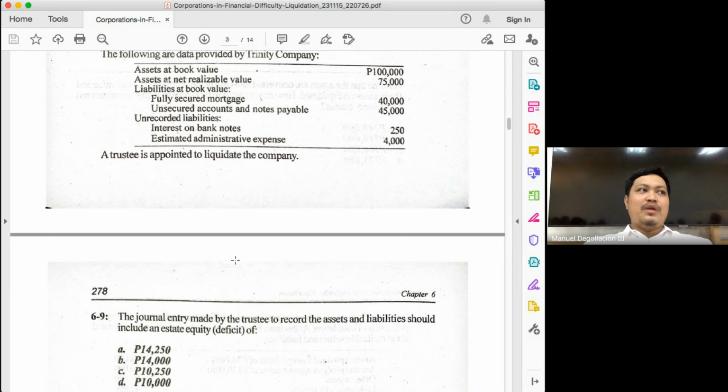But aside from this, class, you will have to recognize additional liabilities, which will have to be paid in the course of the liquidation. So in your use of the basic accounting equation, you will have to include the unrecorded liabilities of interest and administrative expenses. So in solving for your negative equity, you will not just be using the previously recognized liabilities. You will have to recognize additional liabilities representing expenses that have accrued since the liquidation. So the computation for your total liabilities here would be 40,000 plus 45,000 plus 250 plus 4,000.